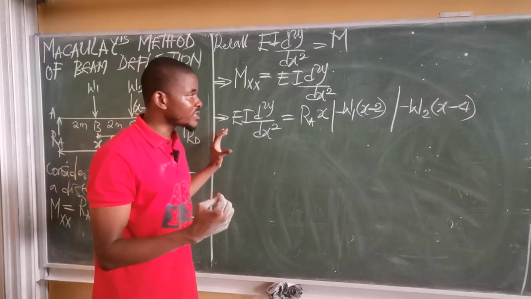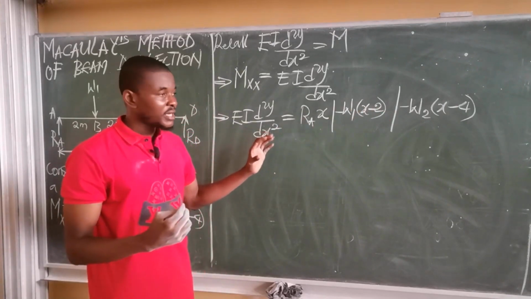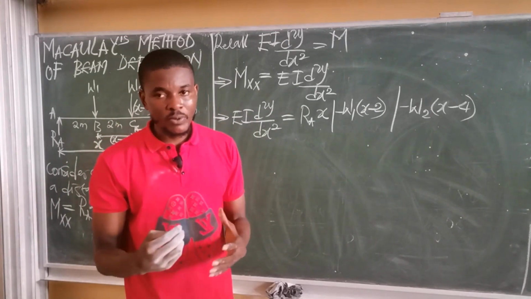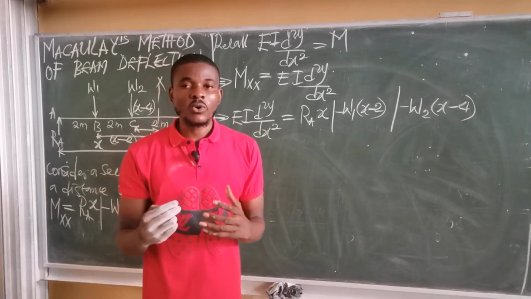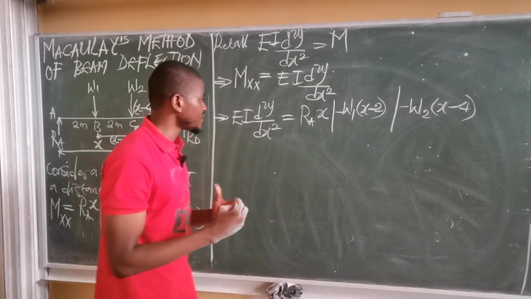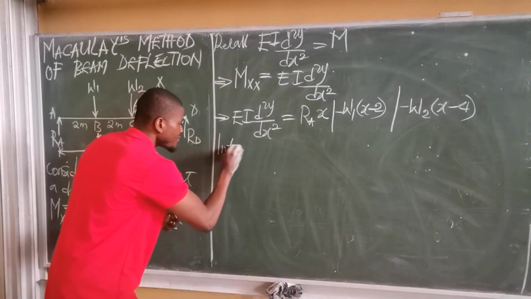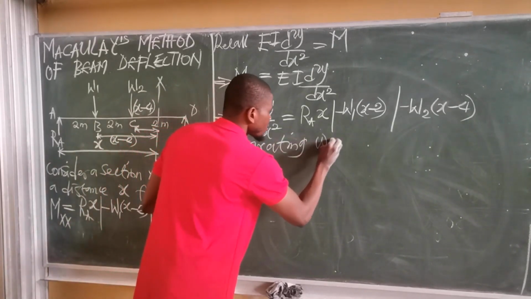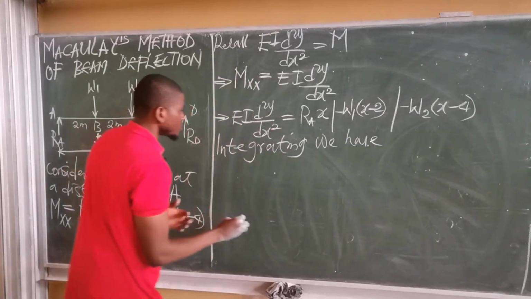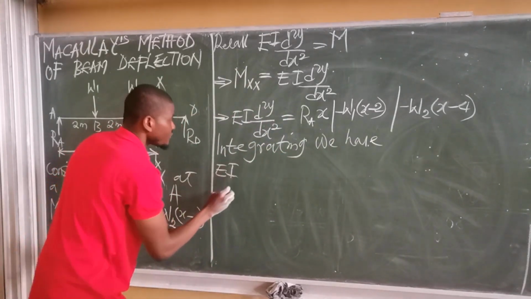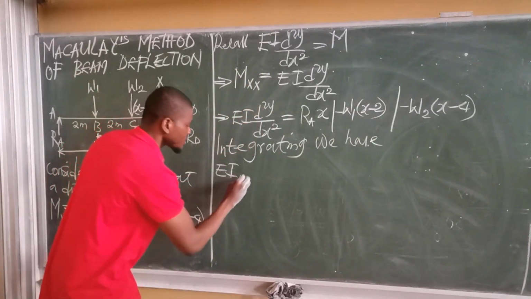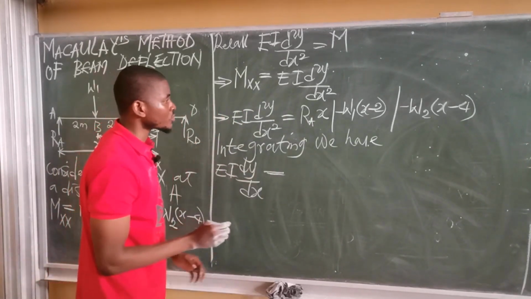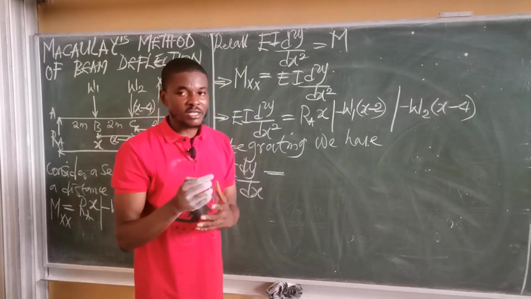So I will simply integrate both sides of the equation. And if I integrate that, I will have dy dx. dy dx is called the slope. Now let's try it and see. Integrating, we have EI. If I integrate d squared y over dx squared, I will simply have dy over dx, and this is now equal to, so I'm integrating with respect to x, not forgetting.